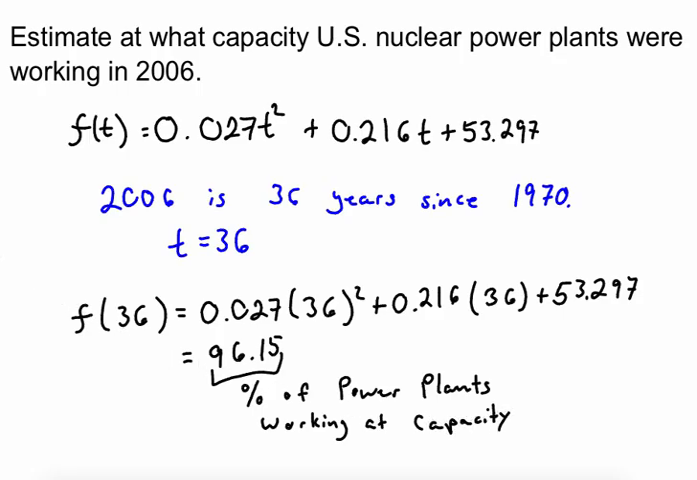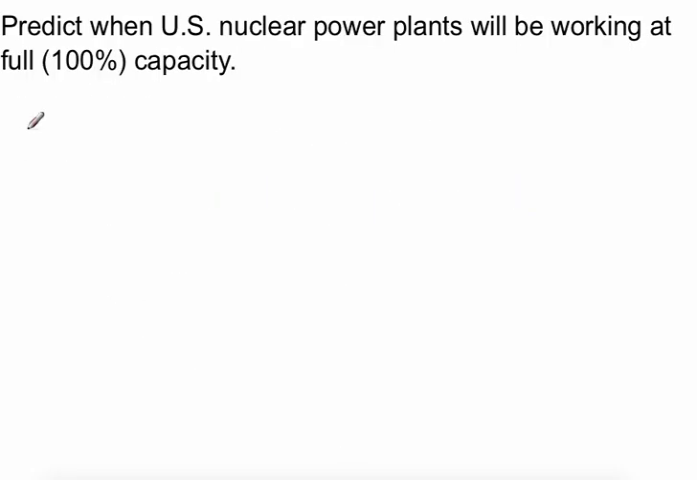Okay. So then the next question is, predict when the U.S. nuclear power plants will be working at full 100% capacity. So when will 100% of the nuclear power plants in America be working at full capacity? This value, 100%, is an output value. So basically I'm saying what input, what t value, gives me 100%.